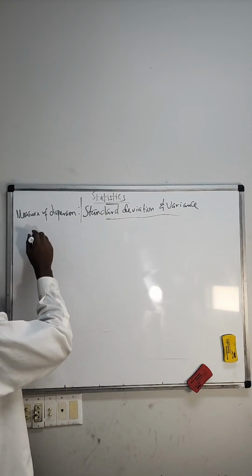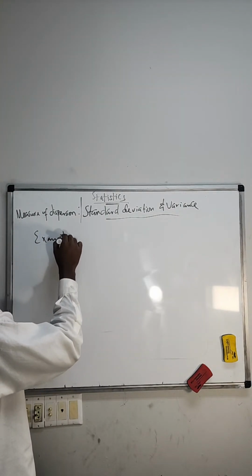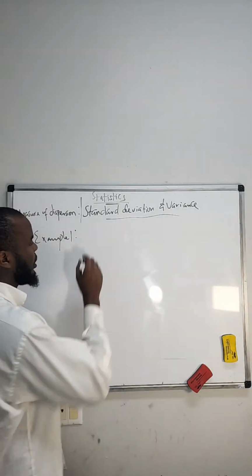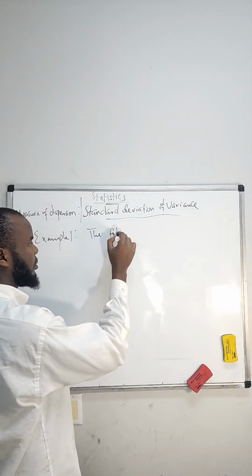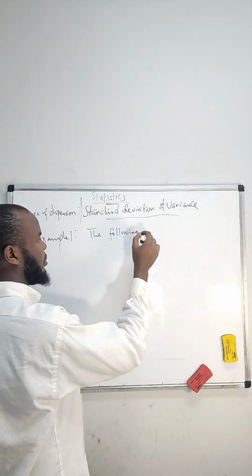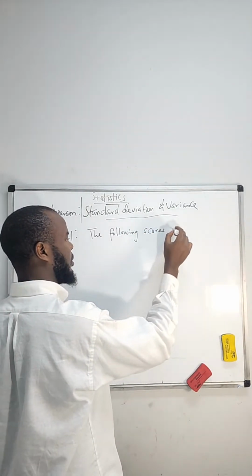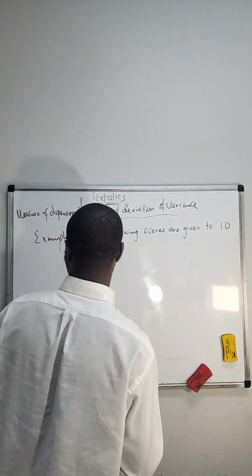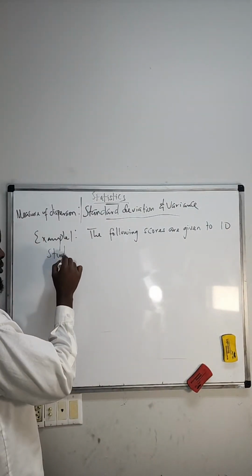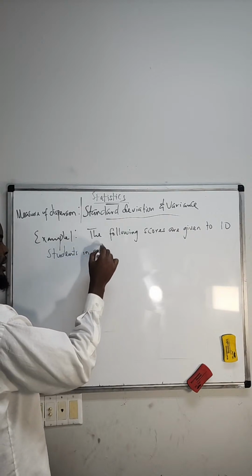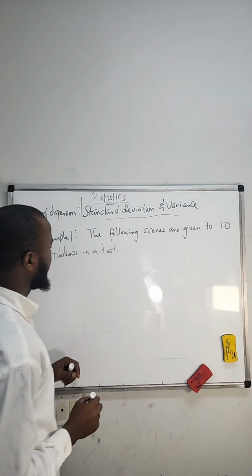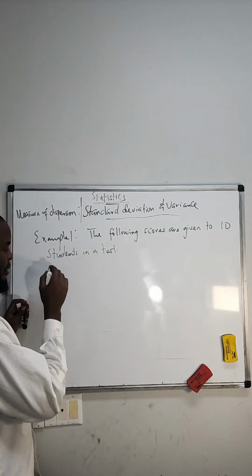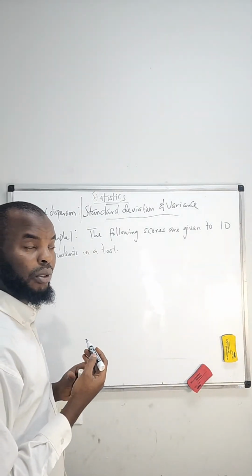Now, let's talk about this example. Example 1. I'm going to give you one example and I'm going to do it, and then I'm going to give you one for you to do. The following scores are given to 10 students in a test. Let's assume the test is over 10.